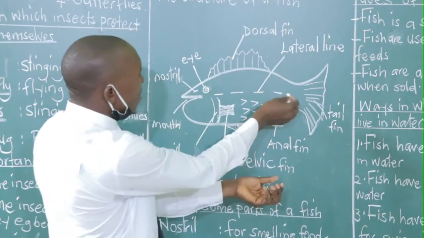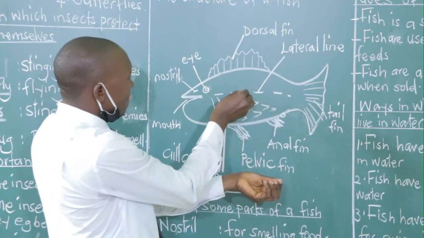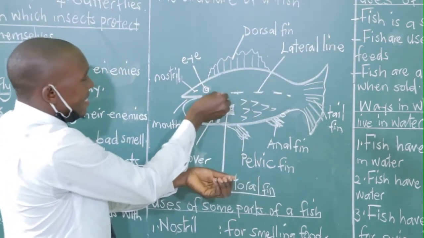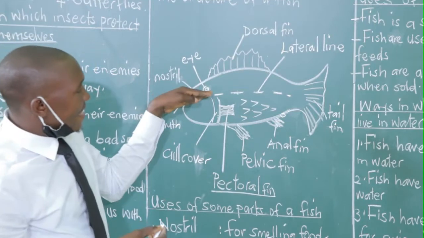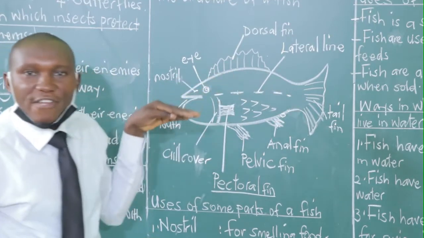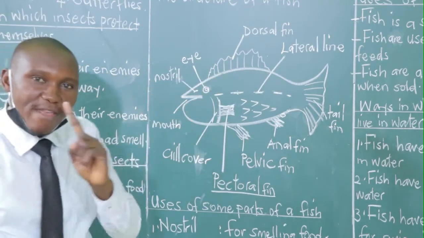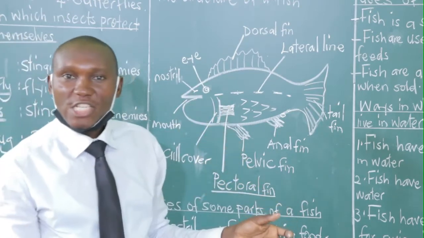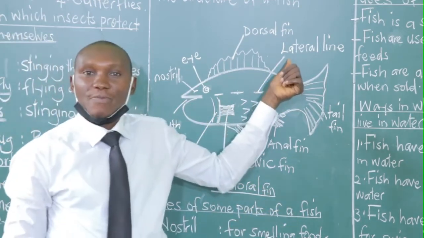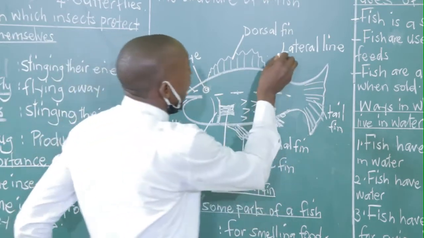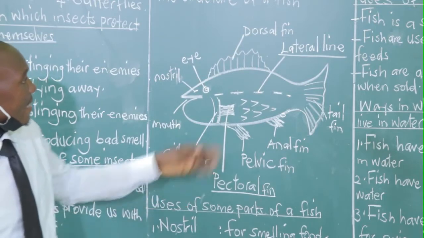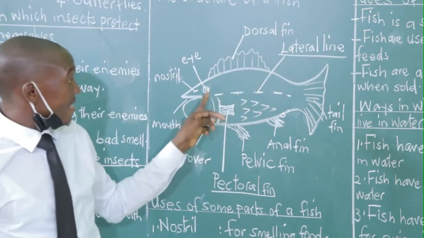Then when we move inside this way, there is that dotted line there. It is a line in the fish. And that line is very important. Whenever the fish comes in your examination, they will ask about this part. This part is the lateral line.